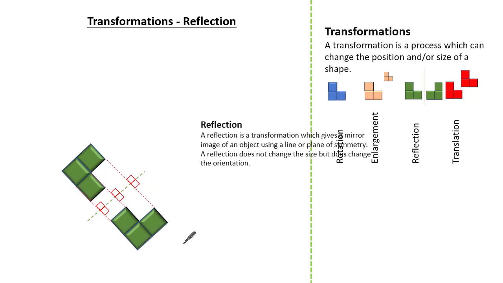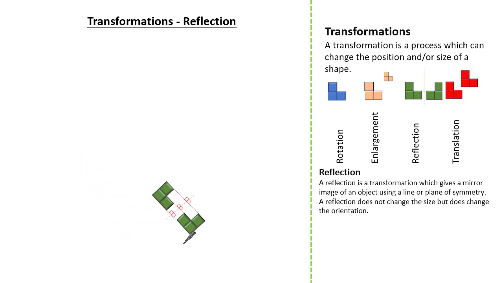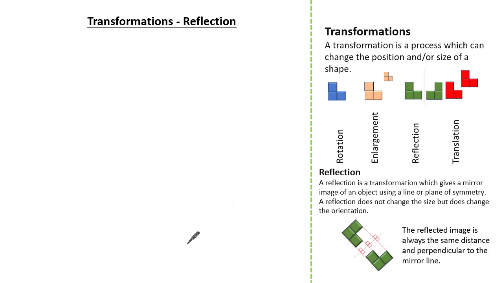So now we know our definition, and we know the most important part associated with reflecting an object to give an image, where the reflected image is always the same distance and perpendicular to the mirror line. I'll be showing you 2 ways to reflect, one with tracing paper and one method without tracing paper. Remember, in an exam, students must request tracing paper if you want to use it in an exam. So let's have a look at a past exam question.